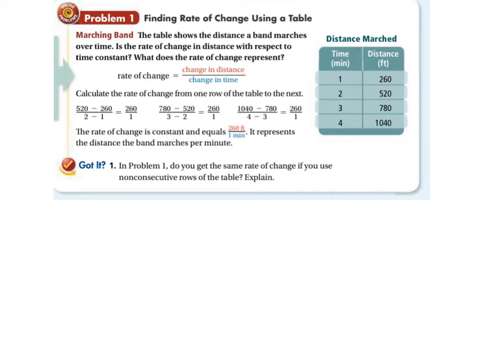Okay, reading guides for 5.1. It says finding rate of change using a table. So this is number 1. The table shows the distance a band marches over time. Is the rate of change in distance with respect to time constant? What does the rate of change represent?